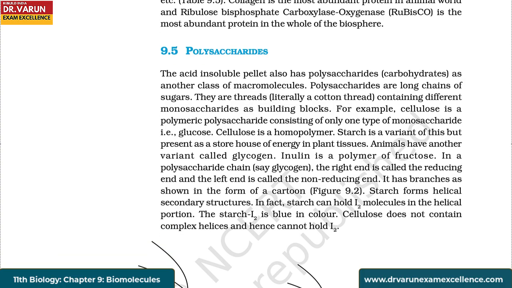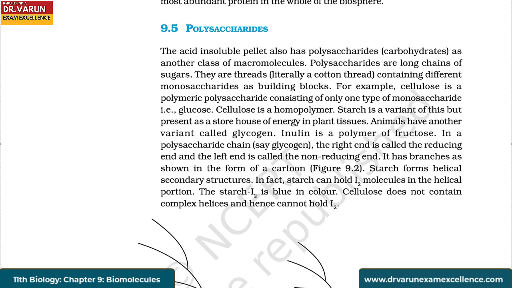Polysaccharides. The acid insoluble pellet also has polysaccharides or carbohydrates as another class of macromolecules. Polysaccharides are long chains of sugars. They are threads, literally a cotton thread, containing different monosaccharides as building blocks. For example, cellulose is a polymeric polysaccharide consisting of only one type of monosaccharide, that is glucose. Cellulose is a homopolymer. Starch is a variant of this but present as a storehouse of energy in plant tissues. Animals have another variant called glycogen. Inulin is a polymer of fructose.